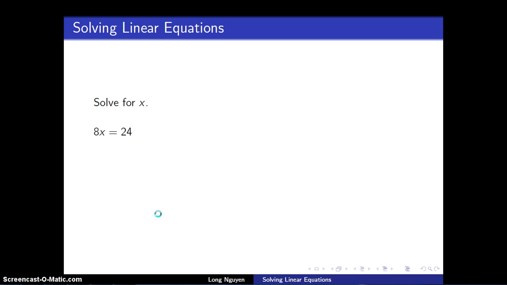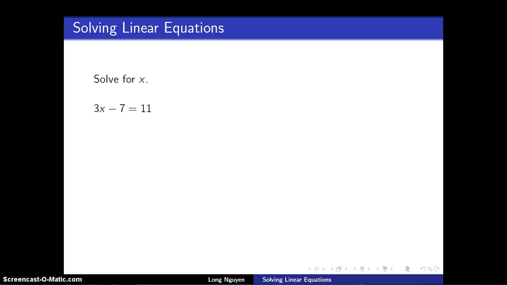Let's try another example. Suppose I want to solve for x again, and notice that x is being multiplied by 8. So to solve for x, I need to do the opposite of multiplying by 8, which is dividing by 8. So I'm going to divide by 8 on both sides. I get x on the left and 3 on the right.